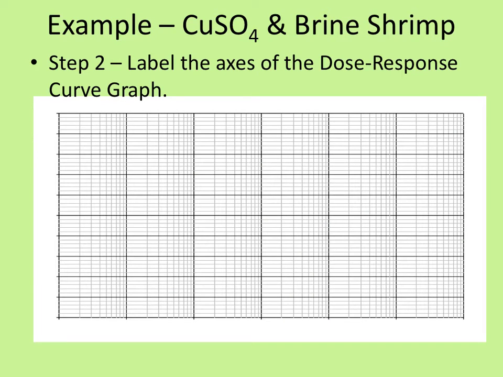Okay, step two now is to label your axes. So I'm going to label the y-axis first, which is the response. And the response when you're exposed to a toxin is you'll die in these experiments. So we're looking at percent dead. So here we have 0% dead. And you'll notice that there's 1, 2, 3, 4, 5, 6, 7, 8, 9, 10. So that means this is 100% dead up here. That means we're at 50. So each of these lines equals 10%.